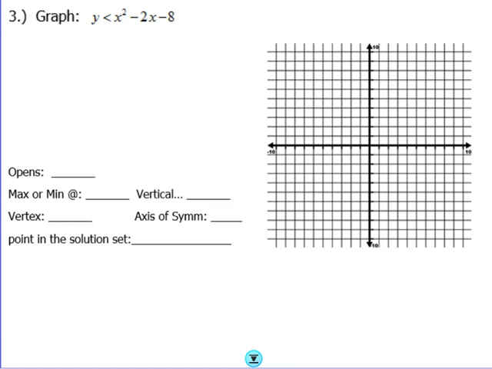Taking a look at number 3, this is an inequality, so we have to make sure that we remember what kind of line we're going to have and where we're going to shade. But the process of graphing is the same as before. So let's first find our axis of symmetry. x equals negative b over 2a. So we've got negative negative 2 over 2 times 1. So our axis of symmetry is 1. So go ahead and put our dotted line at x equals 1.